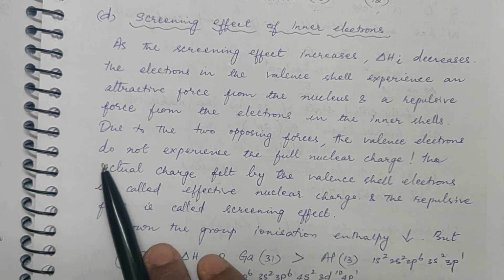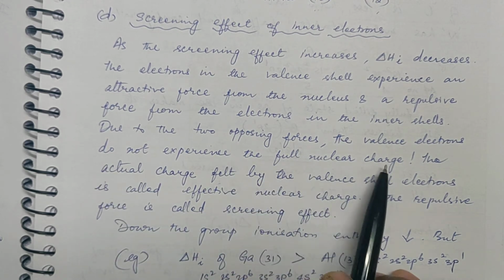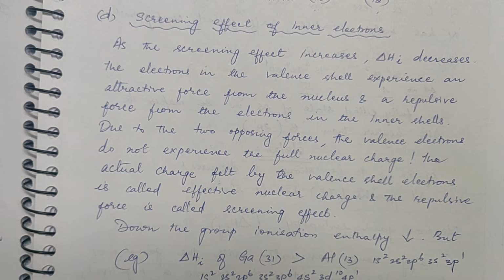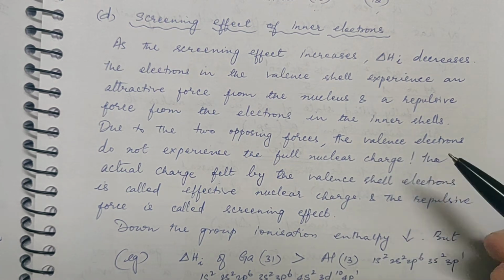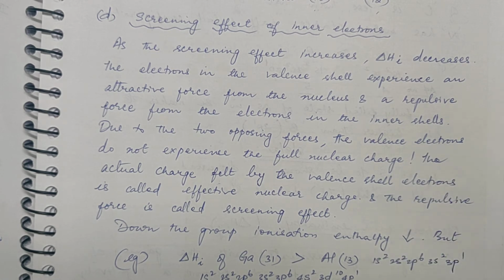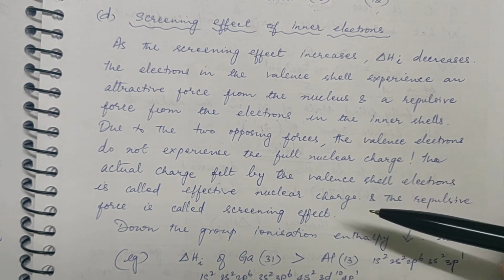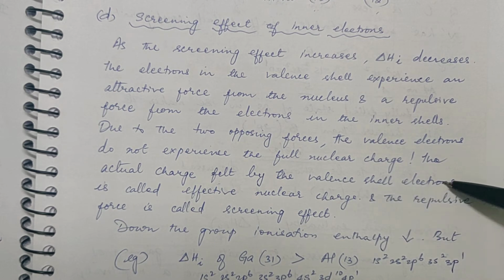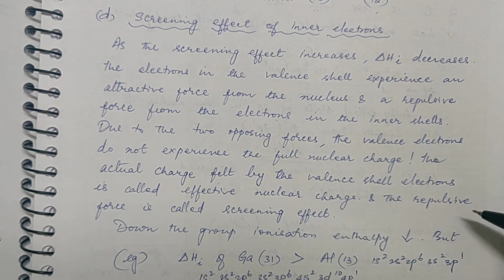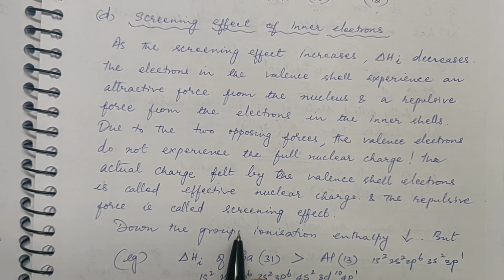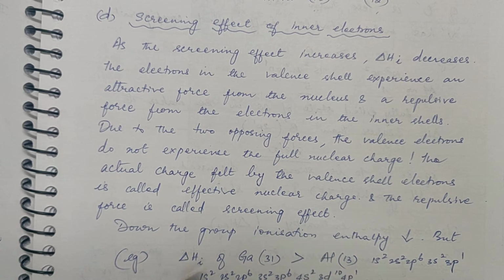The valence electrons do not experience the full nuclear charge. That is, the electrons present in the outermost shell are unable to experience the full nuclear charge because of the inner electrons. So the actual charge felt by the valence shell electrons is what is called effective nuclear charge, and the repulsive force is called the screening effect. The repulsive force experienced by the electrons is called the screening effect.